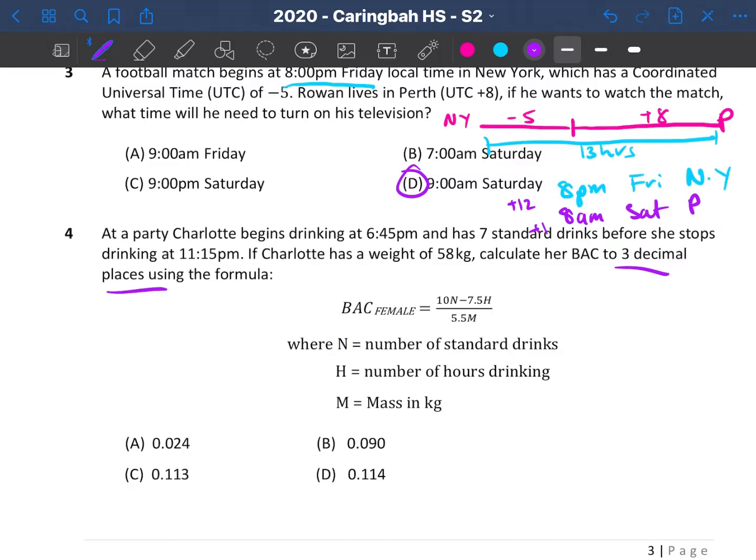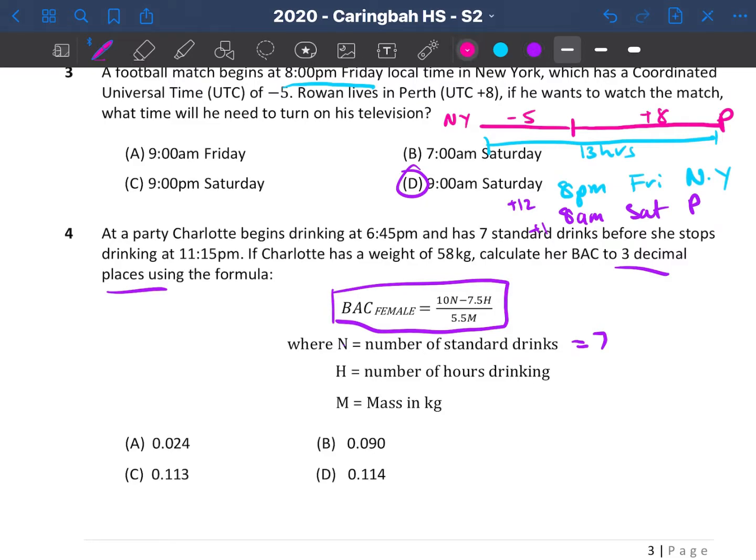So we've got N is the number of standard drinks. Now this formula here, you should be familiar with it. I'm sure you would have seen it many times before. It's always provided for you in the questions. Let's fill it out. So we've got the number of standard drinks. How many standard drinks did she have? She had 7. Hours of drinking.